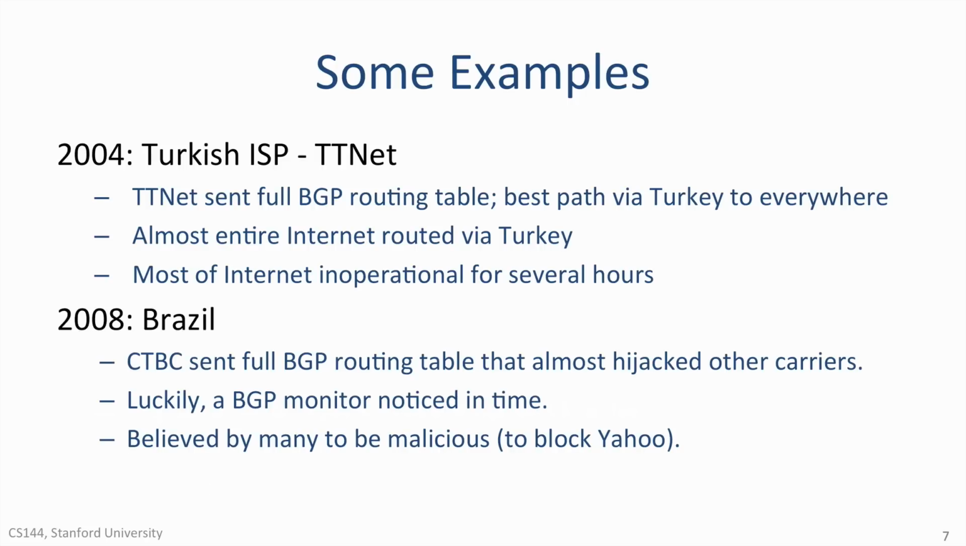A similar problem almost happened in 2008 when CTBC in Brazil sent full BGP routing tables that would have hijacked almost every carrier's IP address block. Luckily, a BGP monitoring system noticed just in time. Many people believed it was a malicious attack aimed at blocking Yahoo. There are many, many more that happen every day, mostly too small to make the headlines, but some are very large. The network is almost as vulnerable today as it was in 2004, with very few new security improvements.